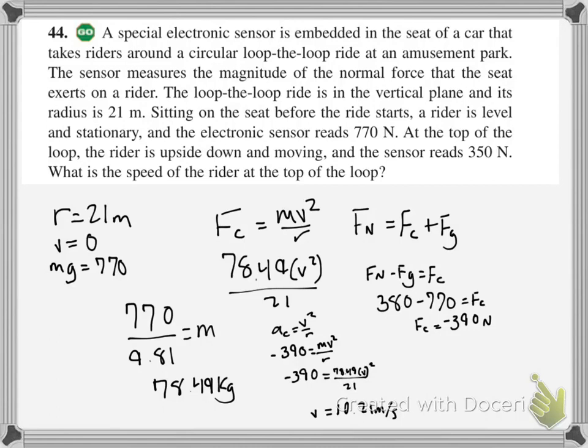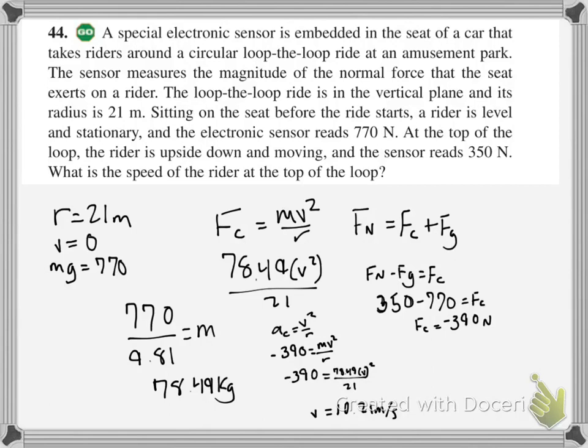So we can manipulate that formula into reading: the net force minus the force of gravity is equal to the centripetal force. Now we know the net force, which would be 350. Let me erase that. 350 minus 770 will give you the centripetal force. And that centripetal force would be equal to negative 390 newtons.